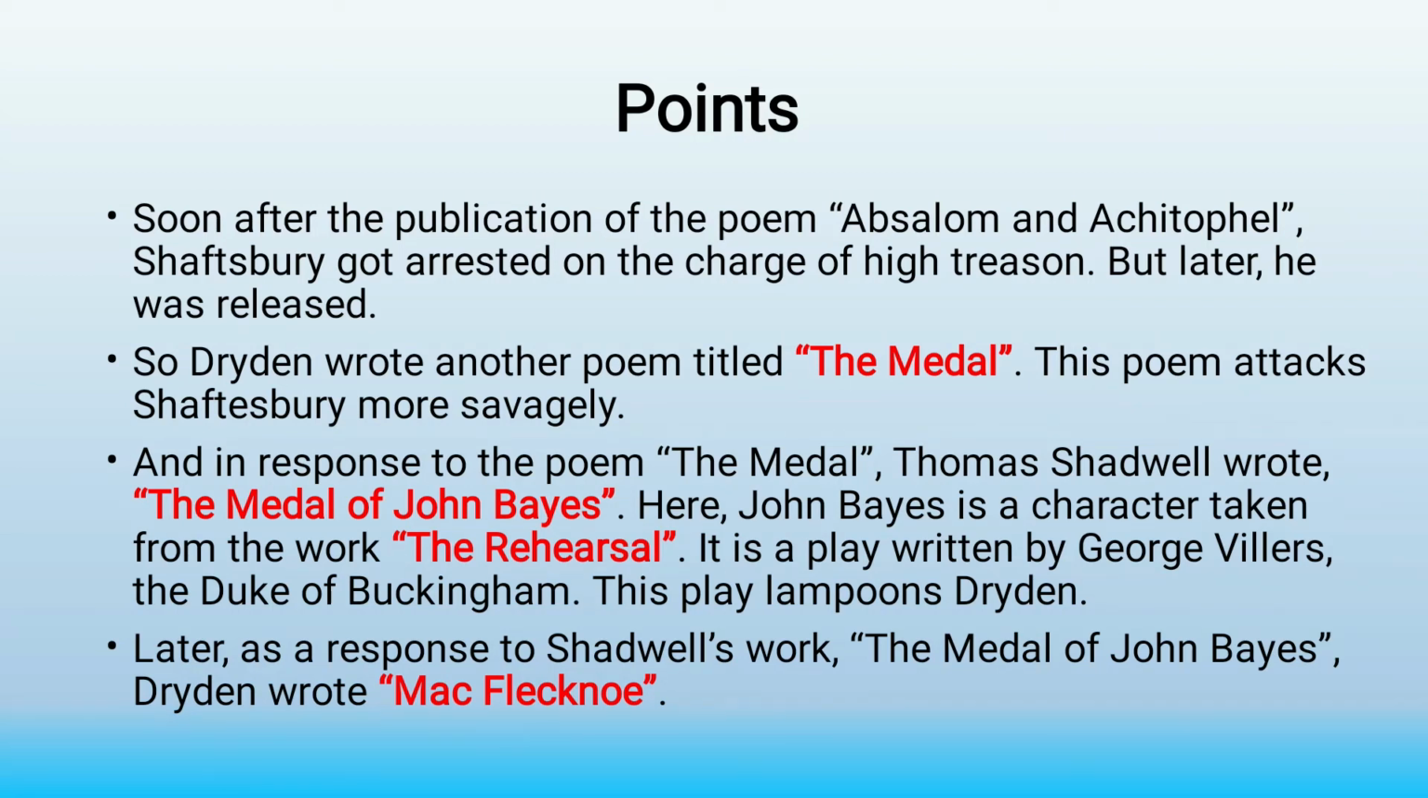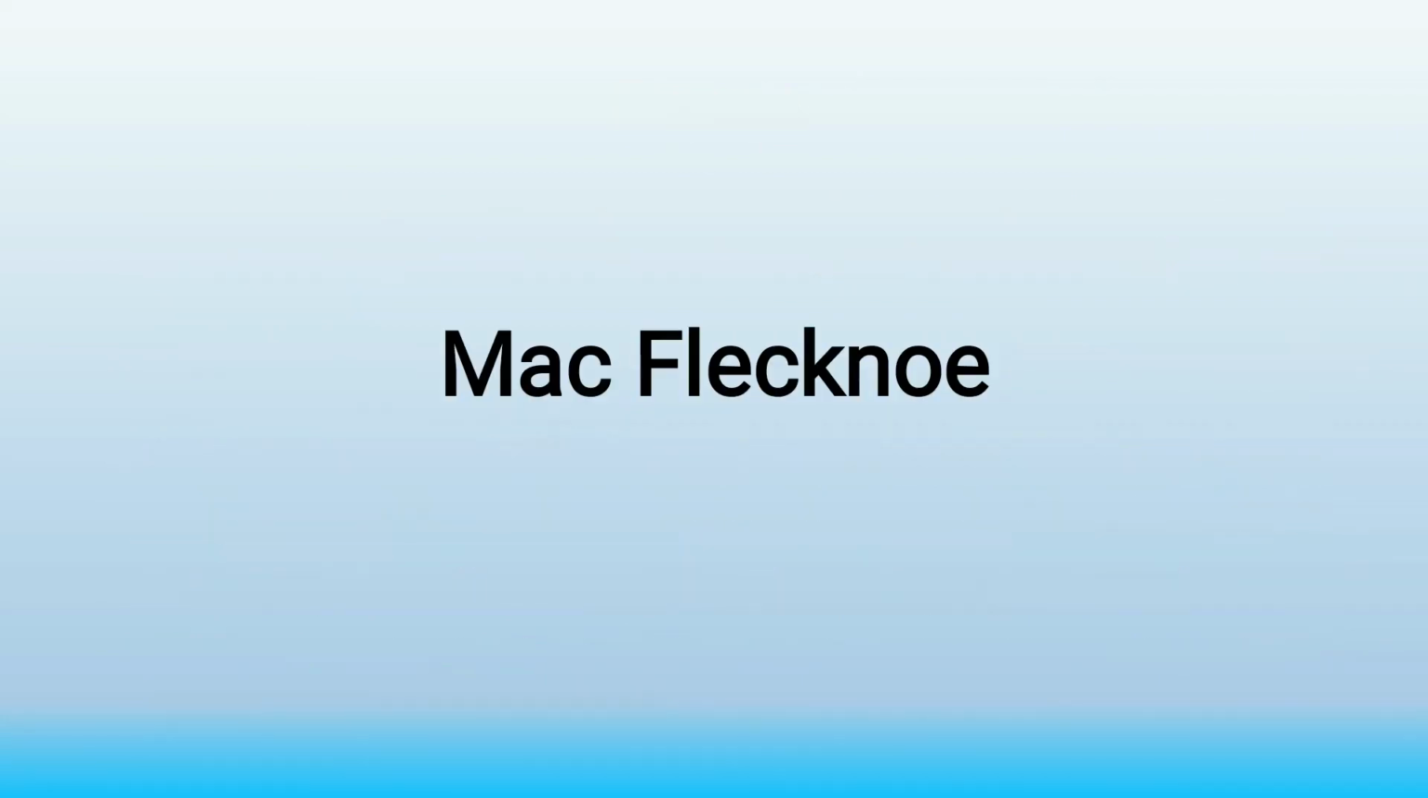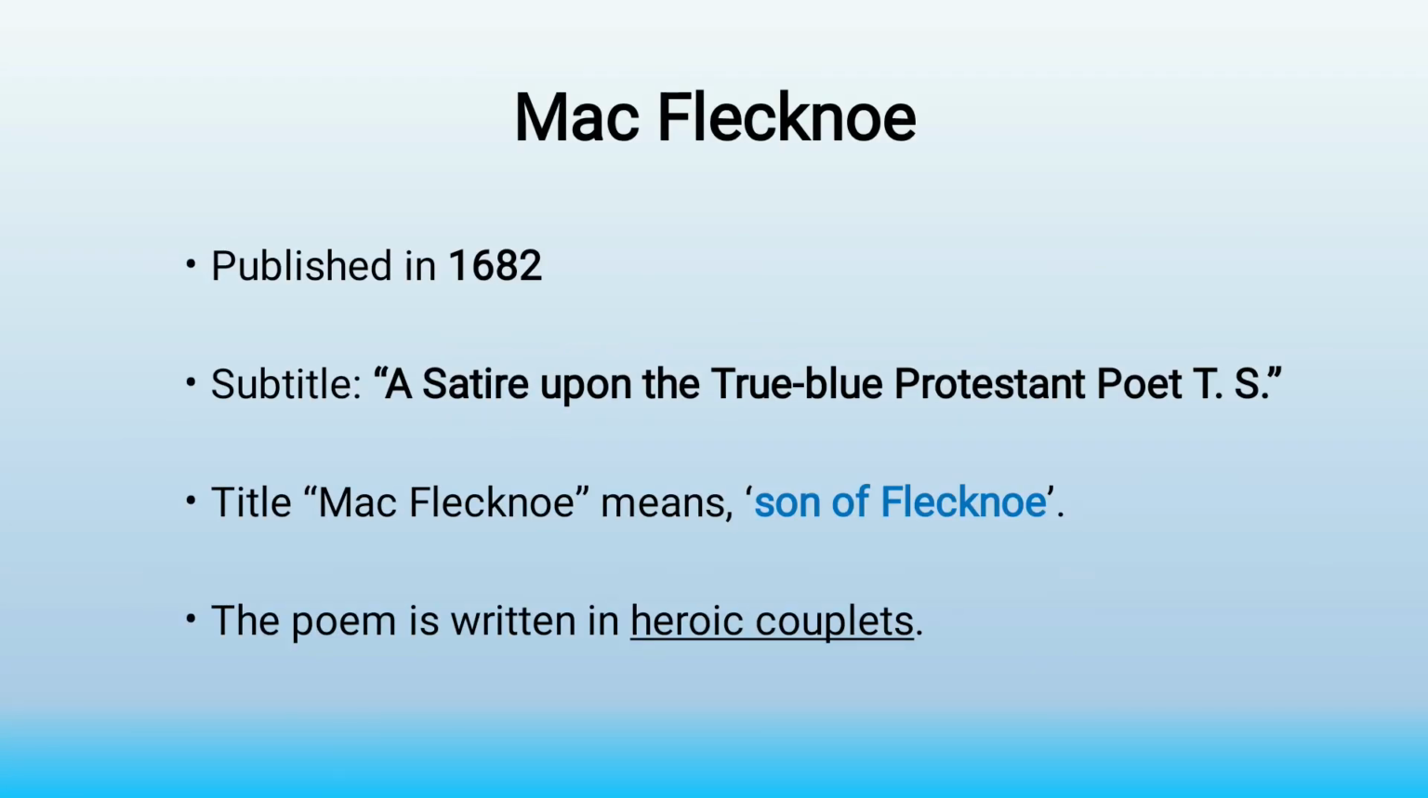So I hope you understood the background of the work Flecknoe. And now let's see the work Flecknoe in detail. Let's begin. The work Flecknoe was published in the year 1682. The subtitle of this poem is A Satire upon the True Blue Protestant Poet T.S. The title Flecknoe means son of Flecknoe. Mac means son, son of Flecknoe.